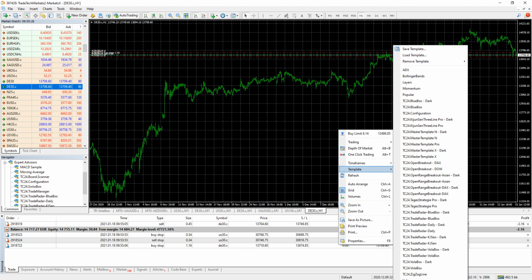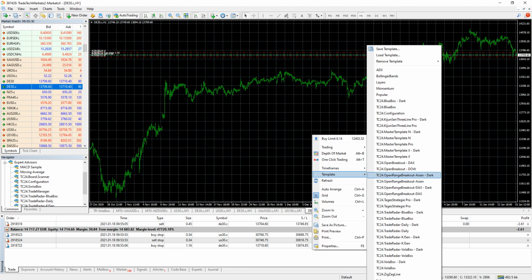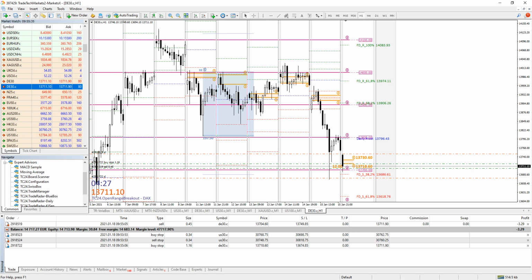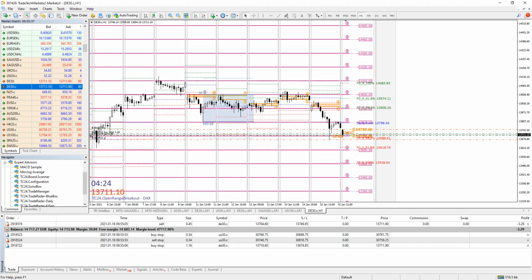Got our window opened up, template, just right click the mouse, template into the chart, and we're going to go to the DAX, open range breakout DAX, specifically made for this trade in the morning. When we look at the chart, you see that there's a few things in there.